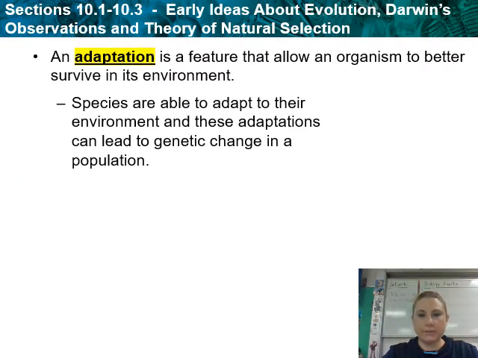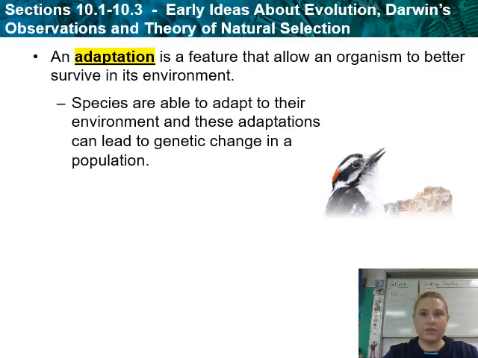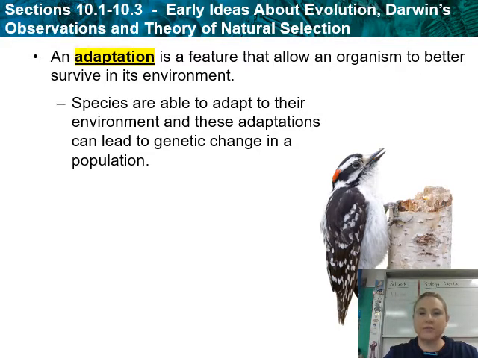And so what we've come to find out is these variations are actually adaptations. And adaptations are features that allow an organism to survive better in its environment. Species are able to adapt to their environment, and these environmental changes and adaptations lead to a genetic change in a population over a period of time.